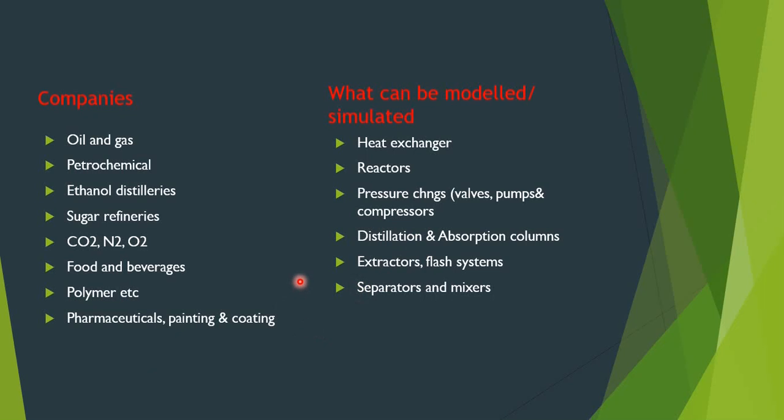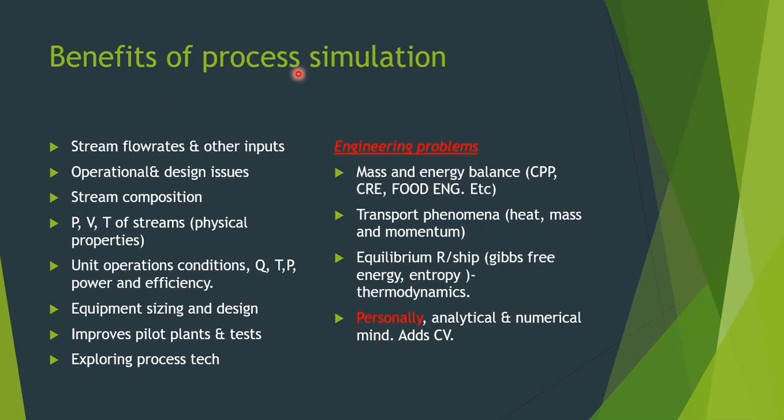So the next one is we want to know the benefits of process simulation. The benefits include the following. You can be able to determine the stream flow rates, or other inputs, sort of operational and design issues. Then also it can help you determine the stream compositions, can help you to control the physical properties like pressure, volumetric flow rate, and temperature. Also, you can be able to alter the unit operations conditions like power, temperature, pressure, and even the efficiency of the unit operation. Then we can help you also to do equipment design and sizing.